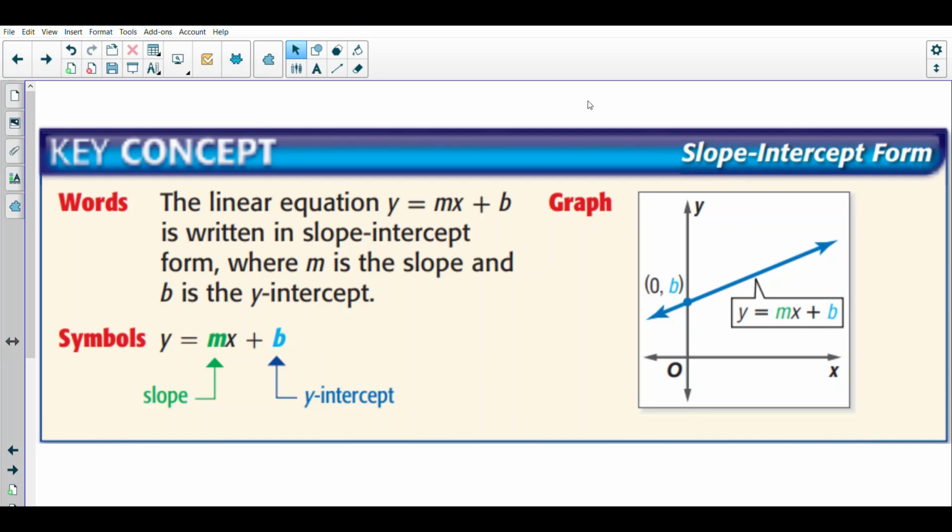So just keep in mind, the m is your slope, b is the y-intercept, and the y-intercept is just where it crosses the y-axis. So let's do a couple examples.